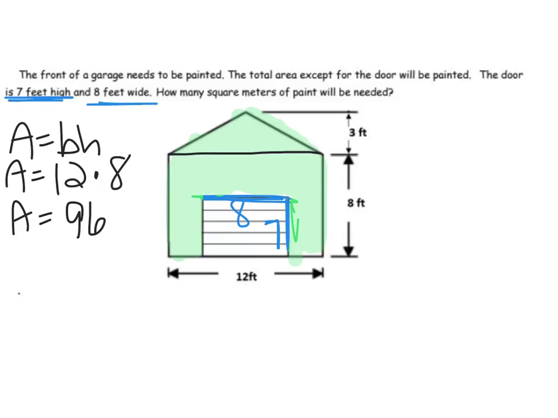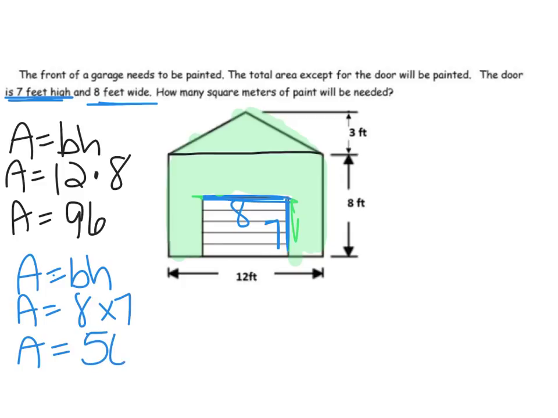Okay, now we're going to go ahead and find the area of the door, the garage door. 8 times 7. So A equals base times height. A equals 8 times 7. And 8 times 7 is 56. Okay, so are we done?